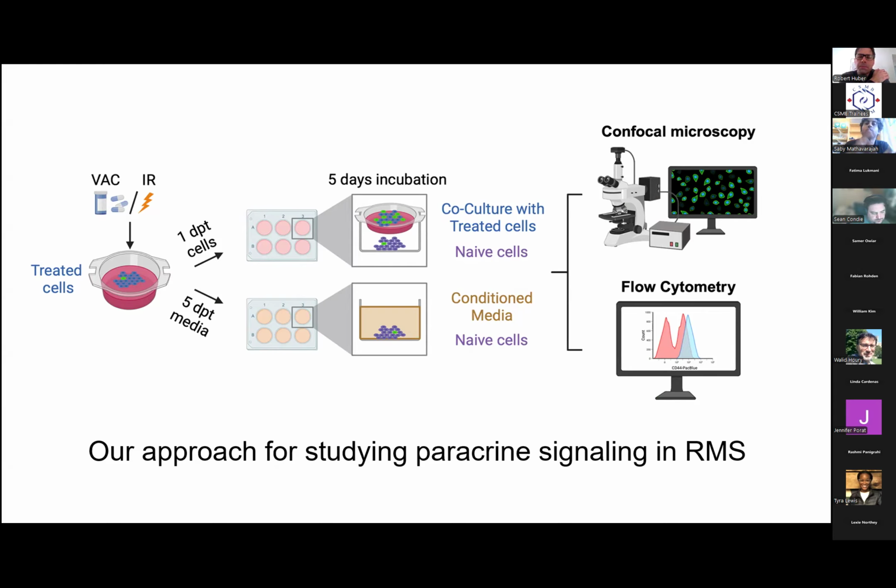And so this was one approach. This was a co-culture approach, very classic approach. And then the second approach was taking the conditioned media from therapy-treated cells and putting it on naive cells. So really 2 ways to test the same thing with slight differences, right? One would be looking more at cytokines, one would be looking more at like exosomes and those features. But essentially, we would then do confocal and flow cytometry to see if there's any changes to cancer stem cells.